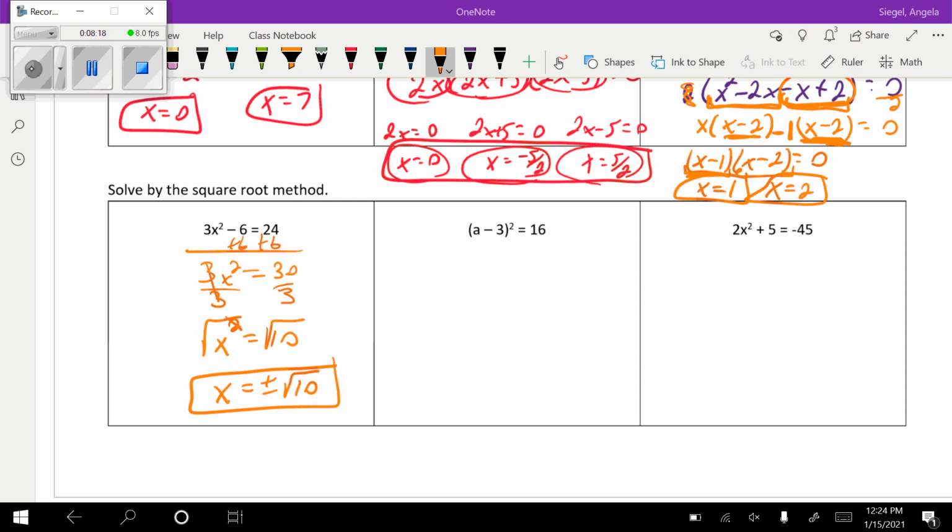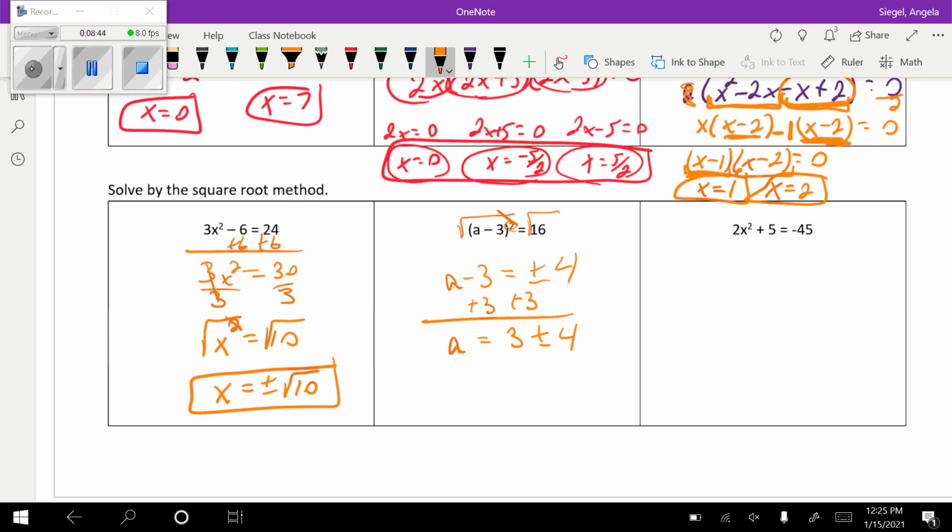Okay, so this one, notice I have that squared by itself. I can't do anything inside the parentheses. So I'm going to start right here and take the square root. So these cancel out to x minus 3 equals plus or minus, and then the square root of 16 is 4. So I'm going to add 3 to both sides. Go ahead and put it in front of the plus or minus. So 3 plus or minus 4.